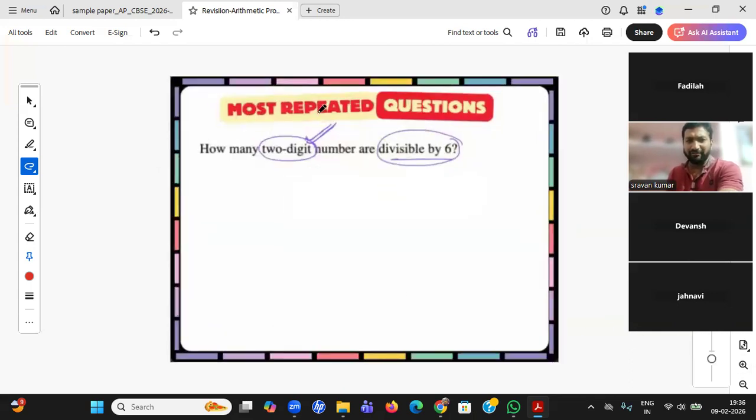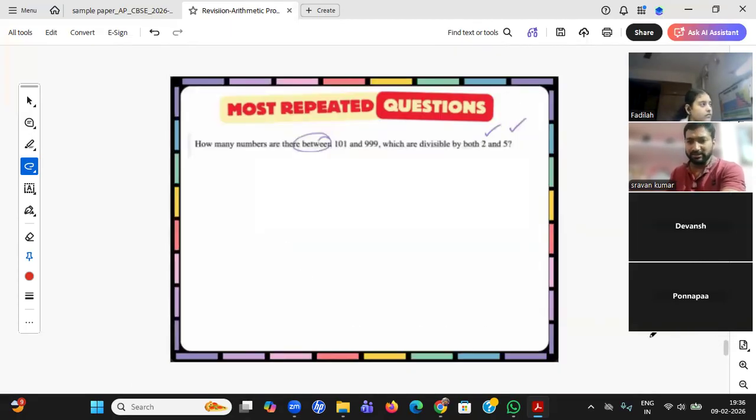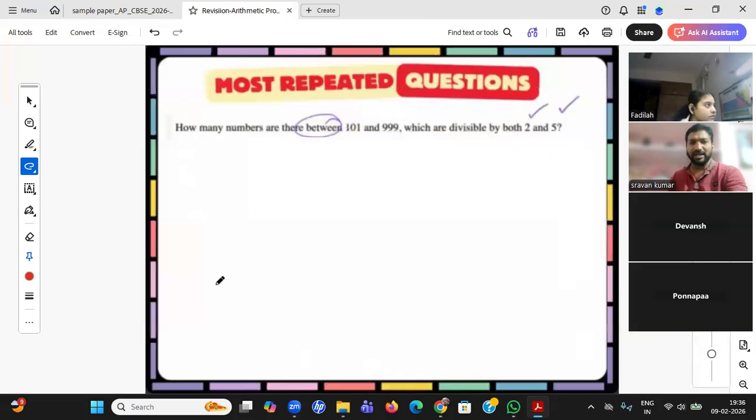Yeah, so this one is not required. We have done it: the 2-digit number divisible by 6. We have done it. Okay. Yes, this one you take. Please find the answer. How many numbers are there between 101 to 999 which are divisible by both 2 and 5?